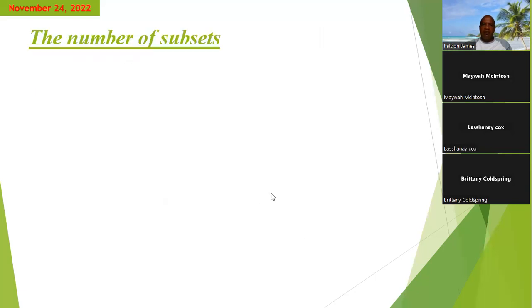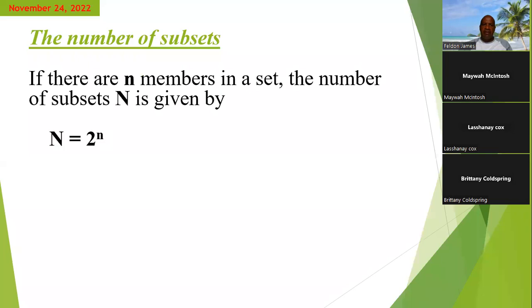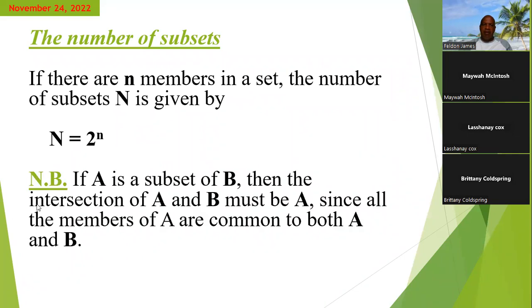All right, so here we now have this formula, so we know that we can use this to determine the number of subsets that we can derive from a set if we know how many members we have. Now, note briefly, if A is a subset of B, then the intersection of A and B must be A, since all the members of A are common to both A and B.